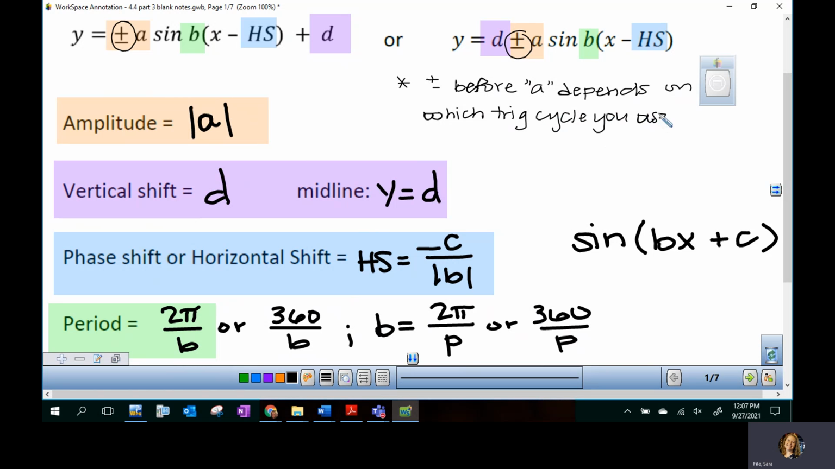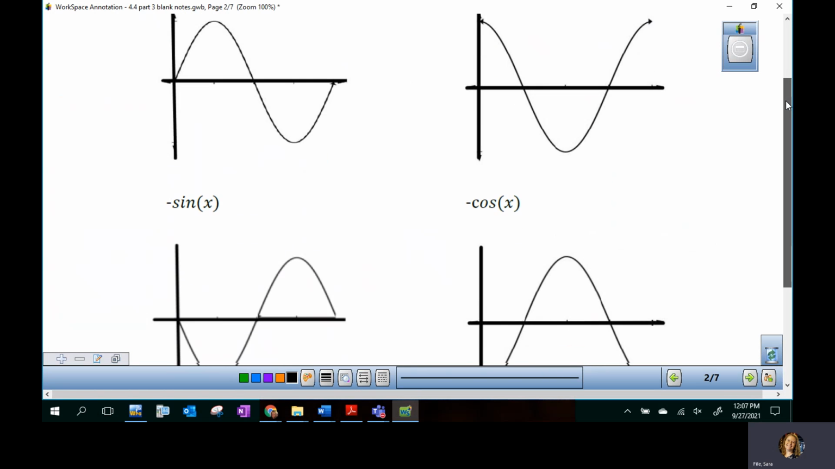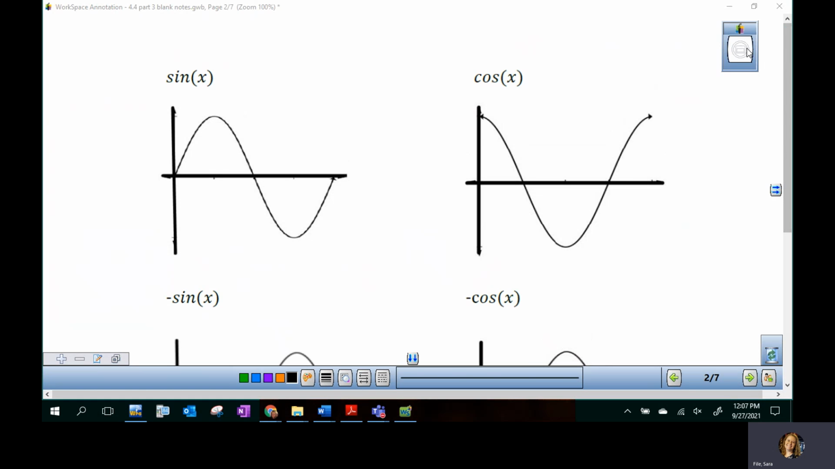When I say which trig cycle you use, I mean, are you using sine or cosine, and are you using positive sine or negative sine, or positive cosine or negative cosine? Those graphs in your notes right here show those 4 different cycles. Here are the 2 original parent functions, one cycle, sine and cosine. You should recall that sine starts at the midline and goes up first. Goes up, then back through the midline to the low, then back to the midline, and then it repeats itself.